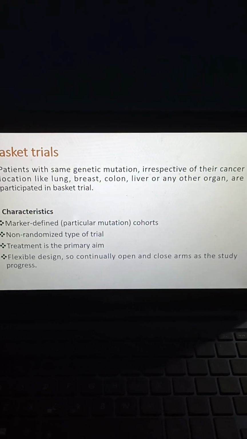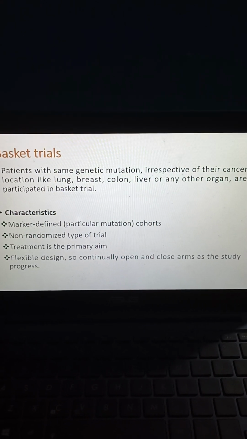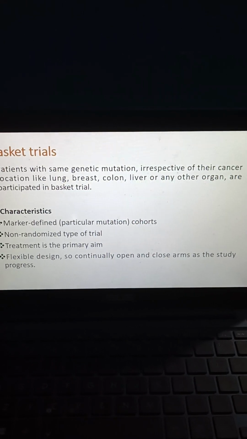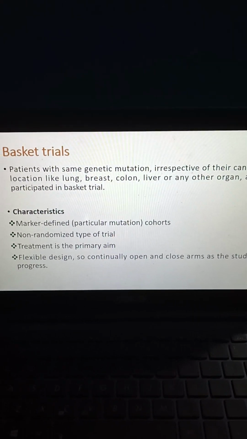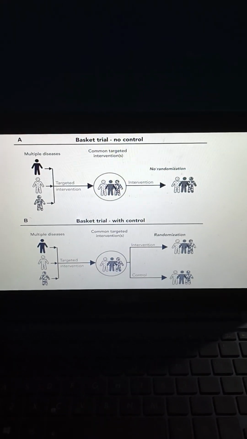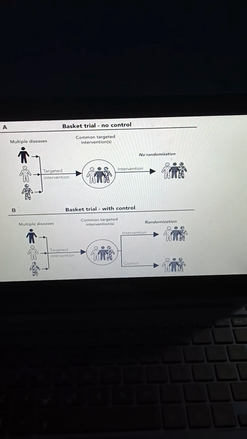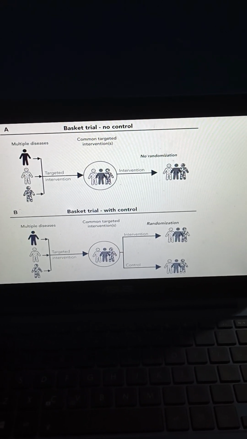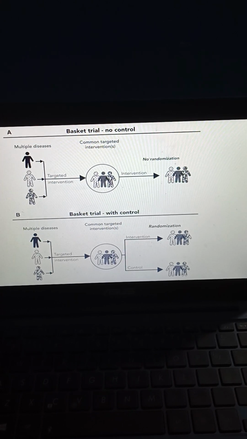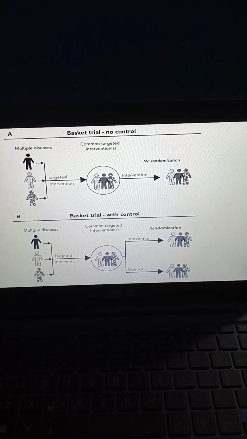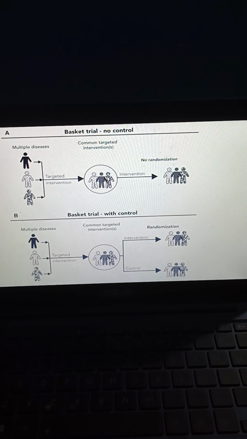It is a flexible design, so arms are continually opened and closed as the study progresses. Basket trial, no control: multiple diseases, targeted intervention, no randomization.